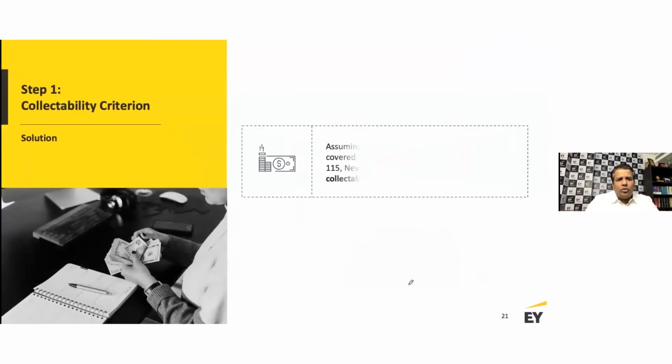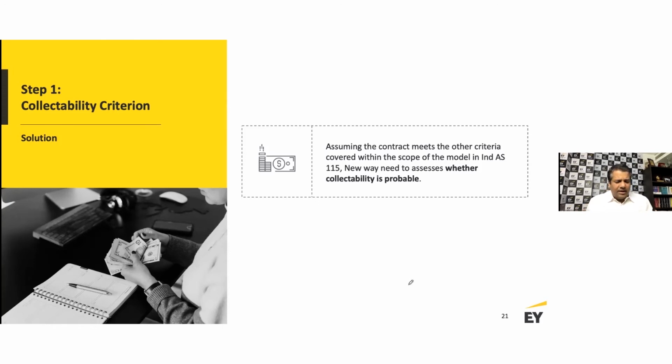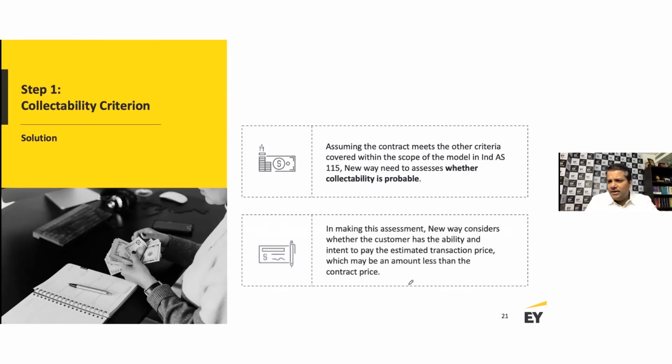So I have to make an assessment here, assuming the other criteria are met: that the contract is enforceable, the rights and obligations of each of the counterparties, what goods or services I need to provide, and that you fulfill your performance obligation. And we are looking at collectibility to say that the contract meets the other criteria within the scope of the model of Ind AS 115. You need to assess that collectibility is probable, right? And in making this assessment, I'll assess whether the customer has the ability and intent to pay the estimated transaction price, which may be an amount less than the contract price.